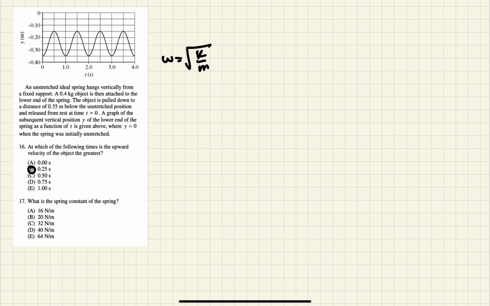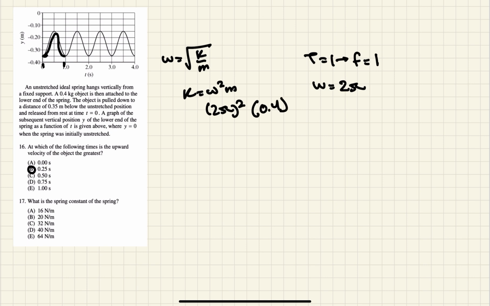Okay, so you plug in, and you can solve for k. k is equal to omega squared times m, because you just square both sides and multiply by m. Omega, we can find out by finding the period. The period here is 1 second. For one entire cycle, it takes 1 second, which is pretty nice. So T equals 1, so frequency is also equal to 1, because that's just 1 over 1. And so omega is equal to 2 pi times that, which is 2 pi. Very nice. So this is going to be 2 pi squared times mass. Mass, it says, is 0.4, and so we solve for k.